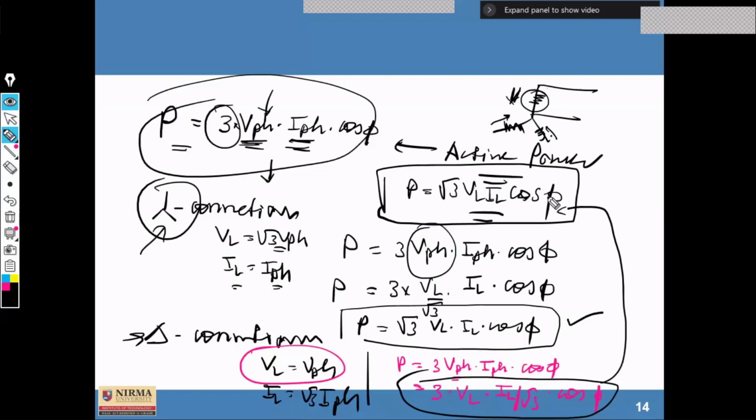So this one is also an equation. Is this okay? Yeah. Any doubt? Any doubt?